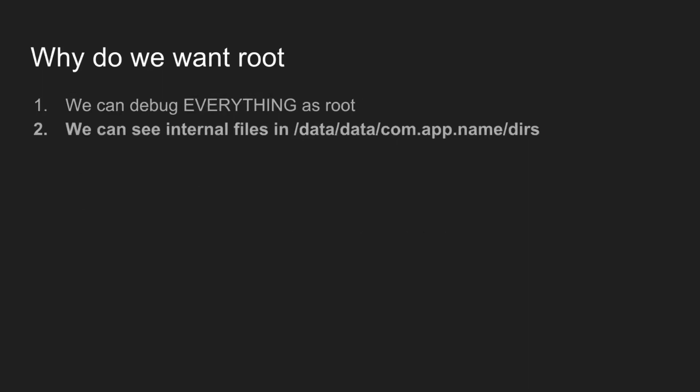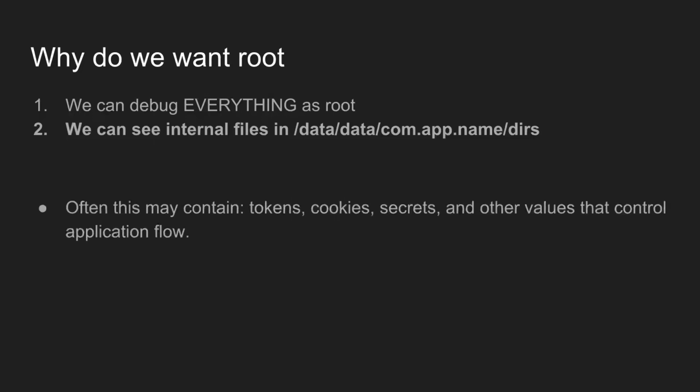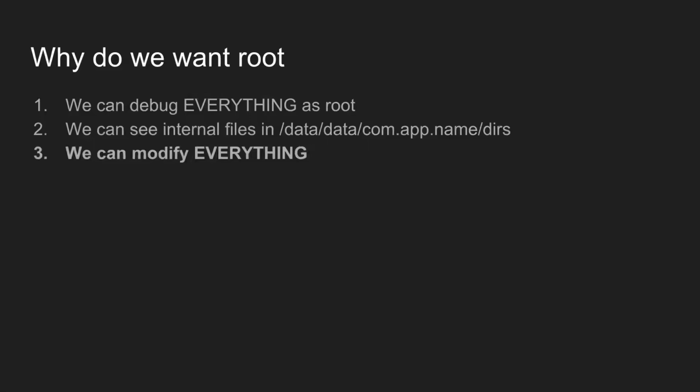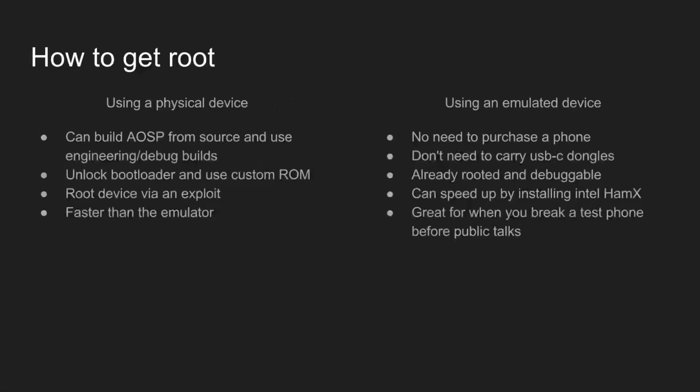You can also see all the internal files in /data/data/com.appname/ dir, right? Usually these are out of scope for bug bounties, but they contain really juicy information. They might contain tokens, cookies, secrets, or other values that can allow you to change application flow. So one of the things I like to do is go in there, grab a bunch of data, see how they're doing the web authentication, and I can pound away at a web API, right? And you can also modify everything as root. So any kind of system file or setting, you can change.